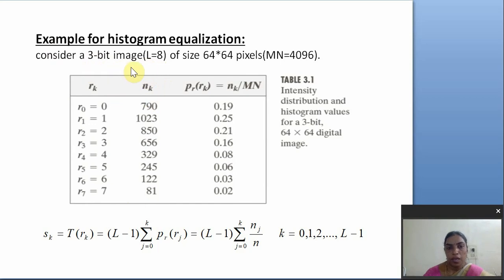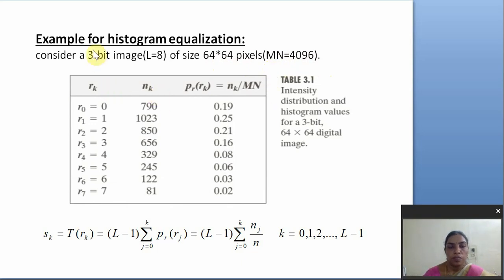Consider one 3-bit image. So L is equal to 8. That means the number of gray levels in the image is 8 for a 3-bit image. Now the image size is 64 by 64. So the total number of pixels in this image is 64 into 64, which gives 4096, that is M into N, or small n. So here the number of pixels in the image is 4096.